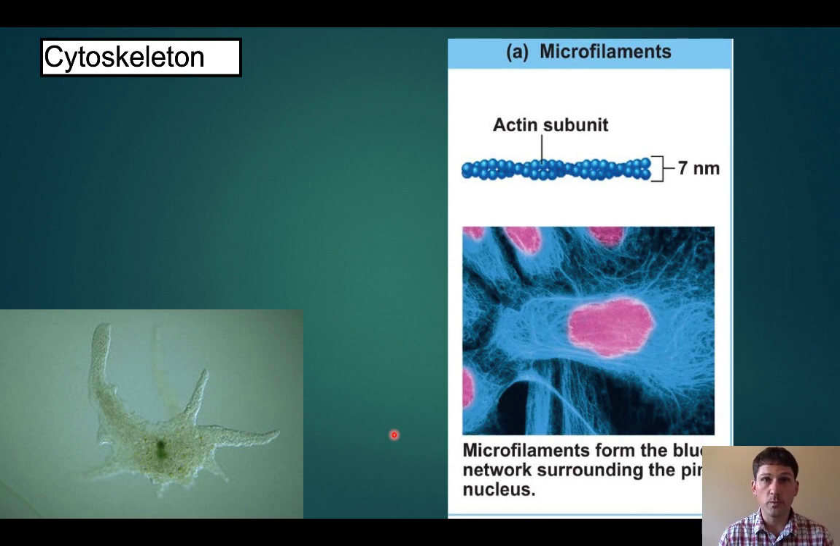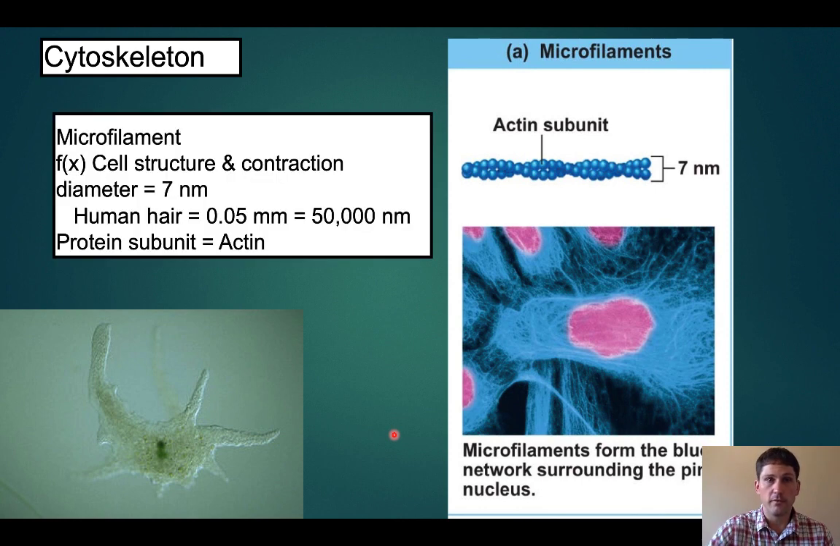filaments. So the first one is actin. We call this a microfilament, right? These are really small in diameter, 7 nanometers. A human hair is about 0.05 millimeters or 50,000 nanometers, and these guys are 7 nanometers. So just so you have an idea of what's going on.